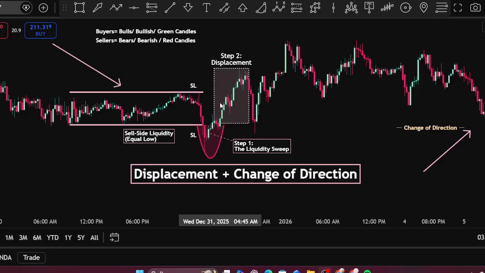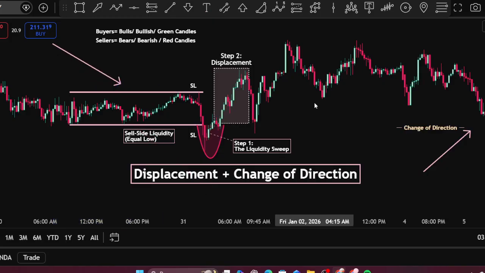But in this case, who's in control? The buyers, because you see more green candles, just using simple terms. It's also going higher, it's going bullish. And then the displacement is very important because it confirms that the market is not simply continuing in the previous trend. The previous trend was going down.